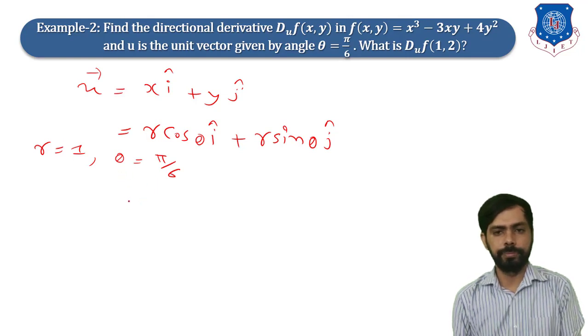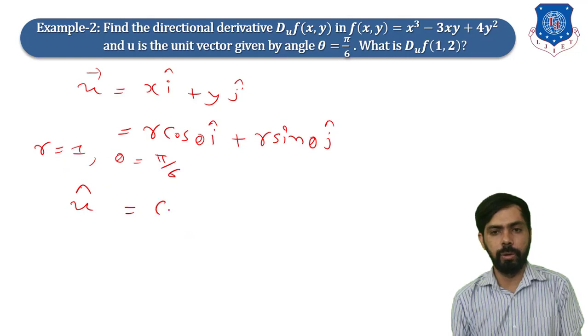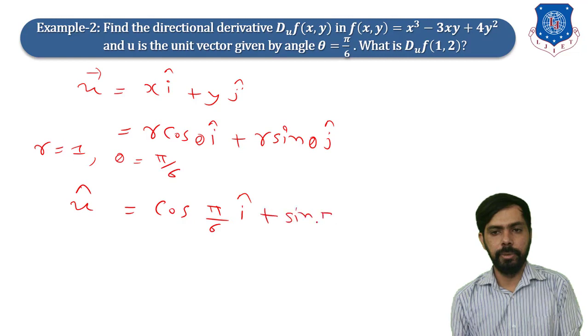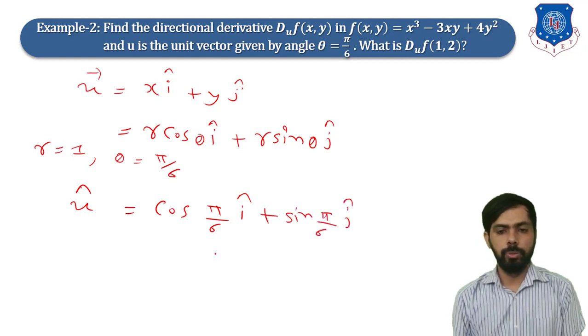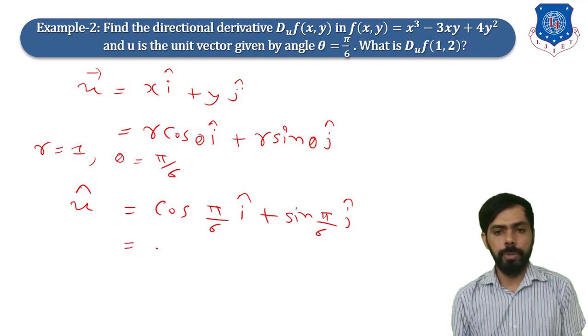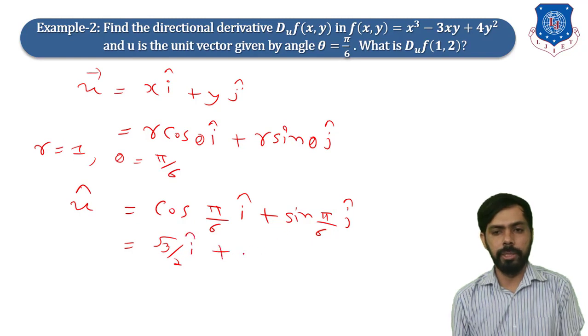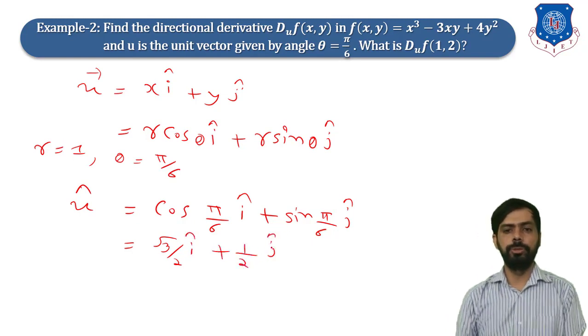So here we will replace r by 1 in this. When we put r equal to 1, this will be u cap because now it is a unit vector. So it will be cos pi by 6 i cap plus sin pi by 6 j cap. Clear? So the value of cos 30 is root 3 by 2 i cap and the value of sin 30 is 1 by 2 j cap. Clear? So this is the unit vector.